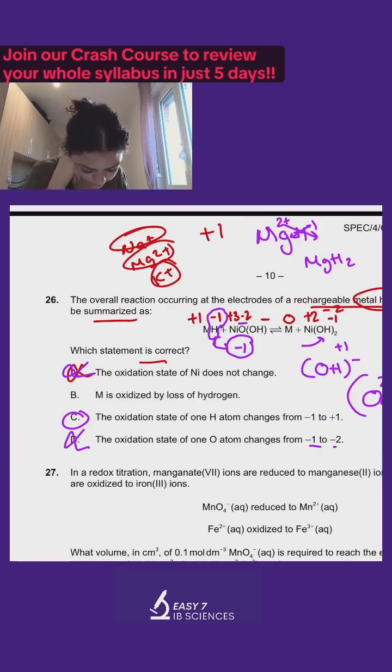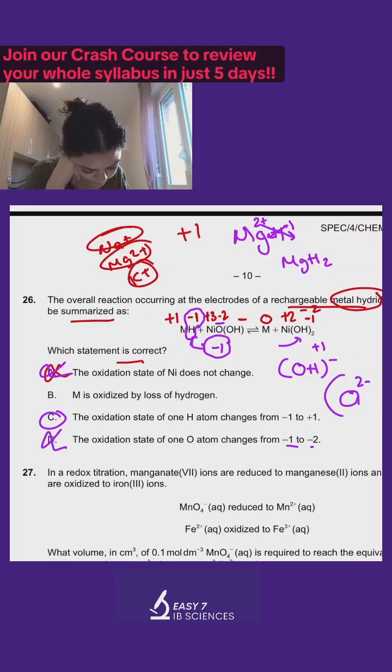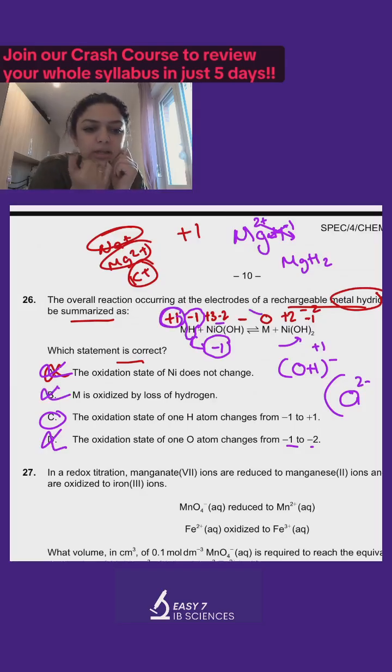M is oxidized by the loss of a hydrogen. Do we see that happening here? No, M is being reduced. Okay, why? Because my oxidation number is decreasing. That's why B is incorrect. That's why we have an answer C.